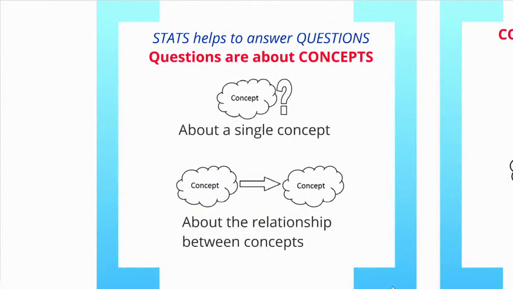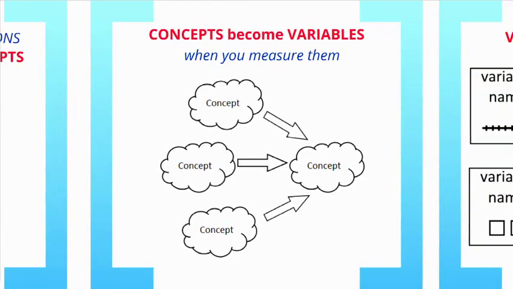Statistics helps to answer questions. That's what it was originally designed to do. And the questions are about concepts. It might be about a single concept, such as how much potassium is there in a banana, or about the relationship between concepts, such as does your gender affect your chances of participating in volunteer work? Most research questions that you want to answer with statistics are about the relationship between concepts. But statistics cannot answer questions about concepts. That's what an essay is for, talking about concepts generally.